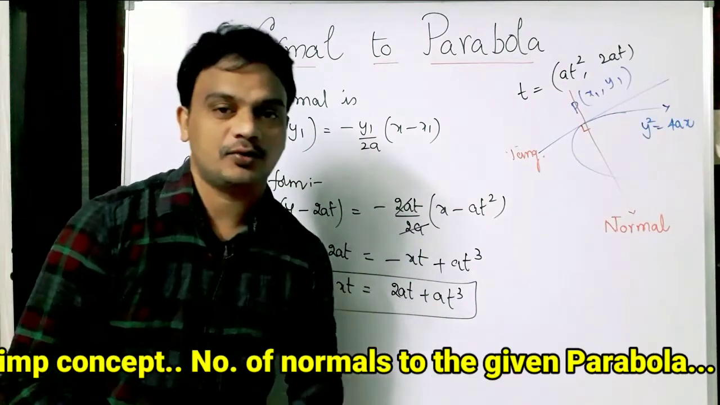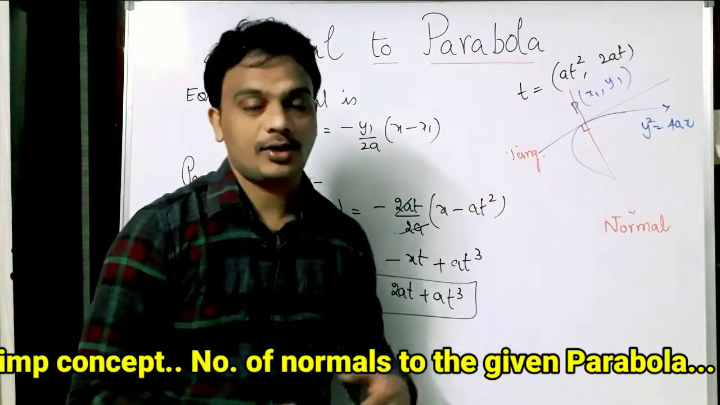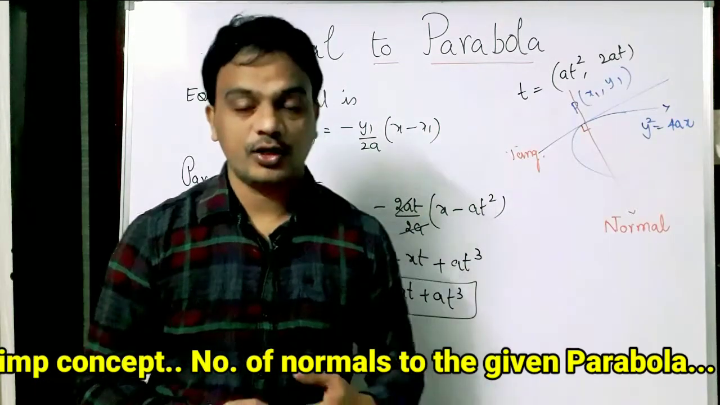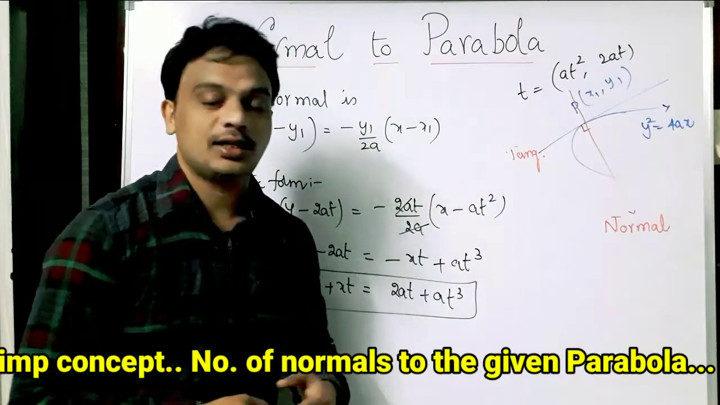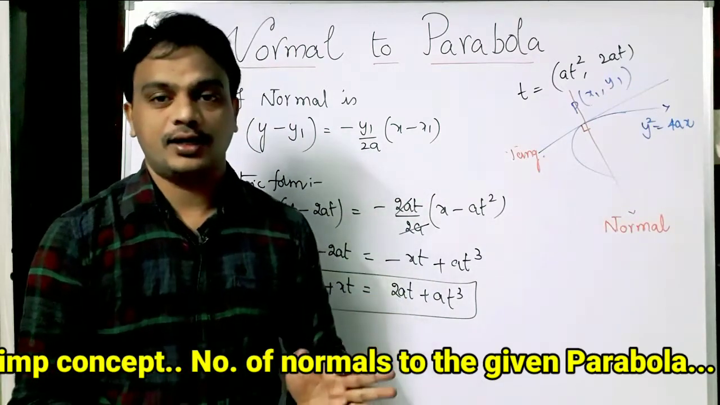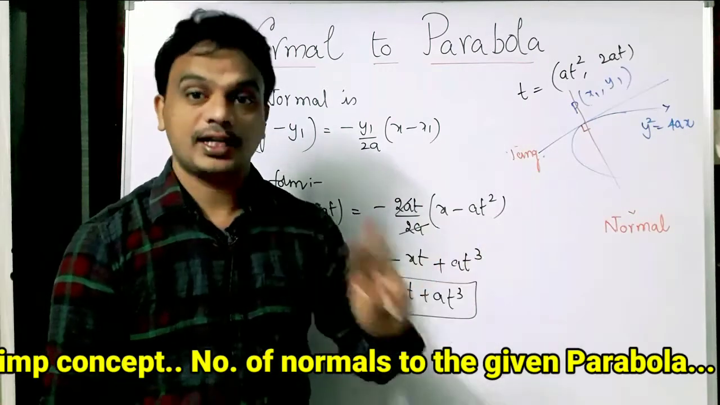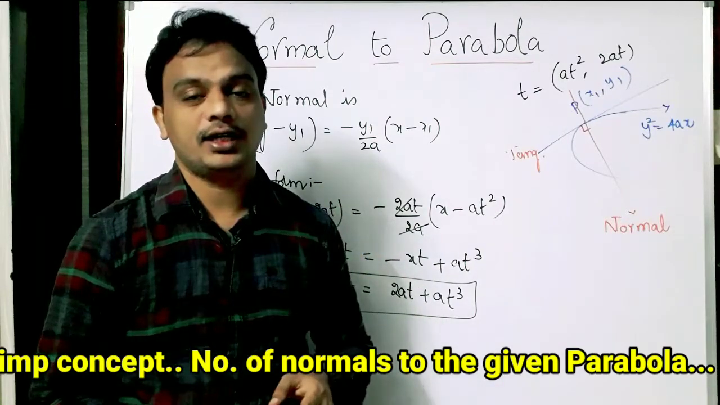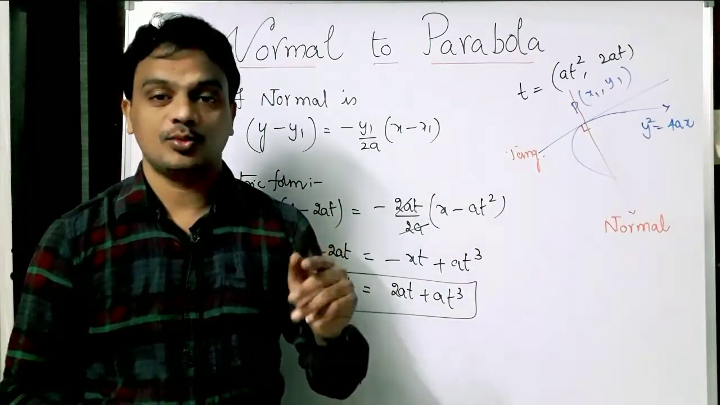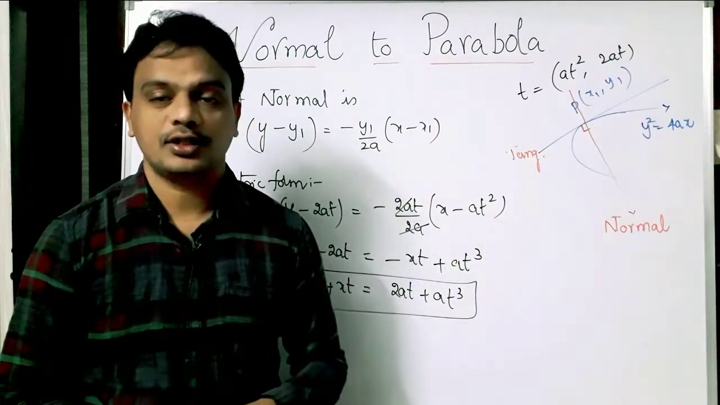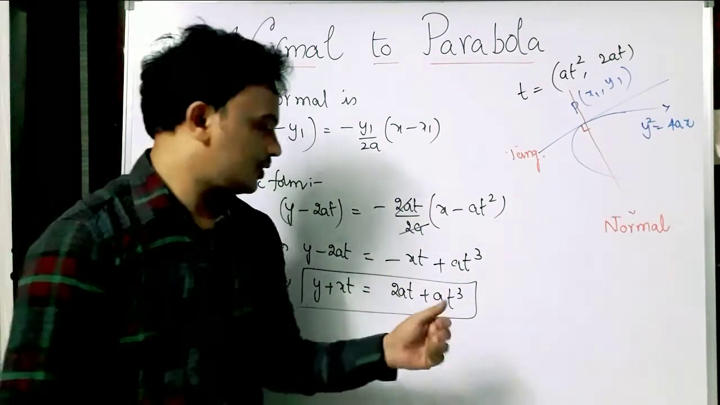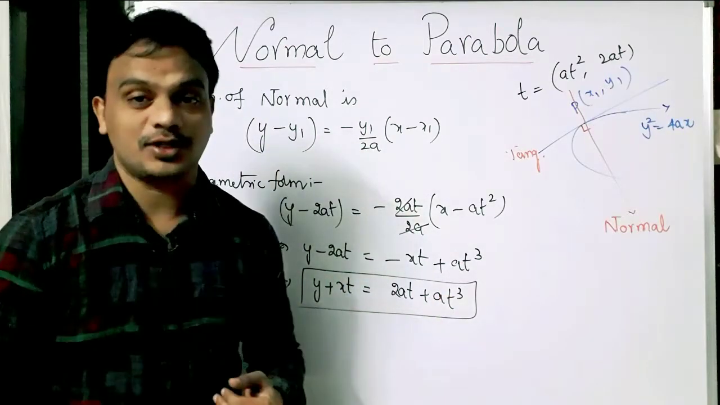From the objective point of view, they are going to give one parabola equation and ask how many normals we are going to draw. The maximum is 3. But it does not mean that for every parabola we can draw 3 normals, maximum 3 normals. Sometimes we may get only 2 normals, sometimes only 1 normal. They are going to ask questions on that concept. Come on students, make a note, we will discuss those problems also.